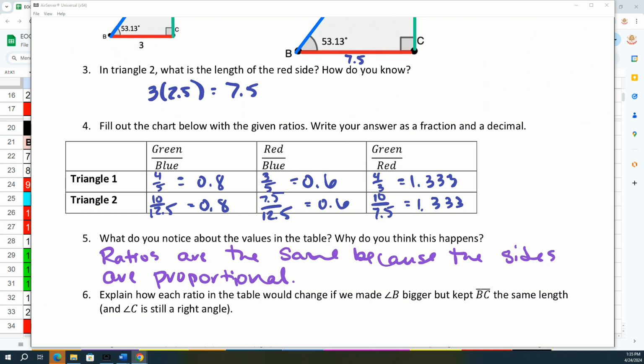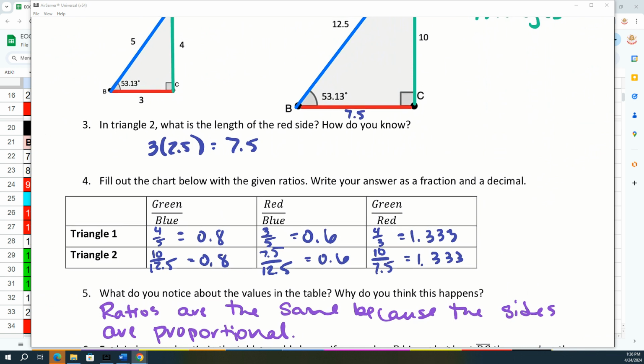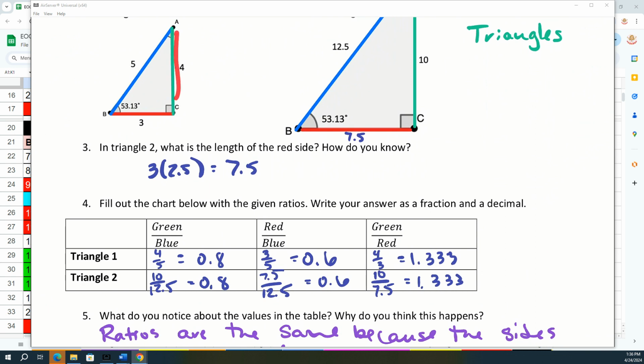Now, when you guys were doing those fractions, you were actually finding trig ratios. When you did the green divided by the blue, do you know what you were finding in relationship to angle B? You were finding the sine of angle B. So sine looks like sin, but it's just sine.